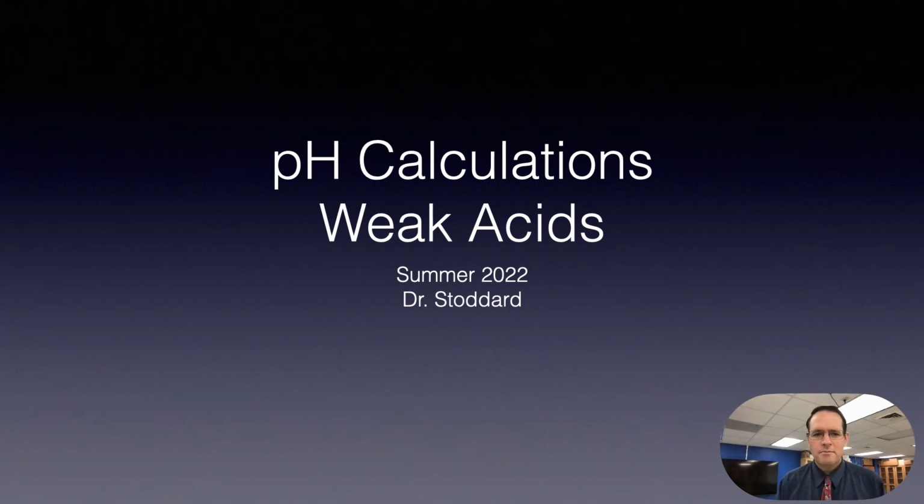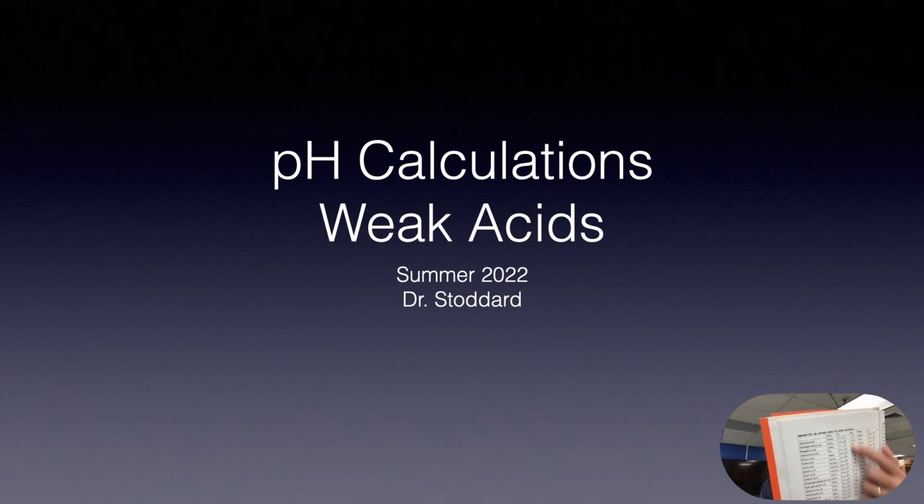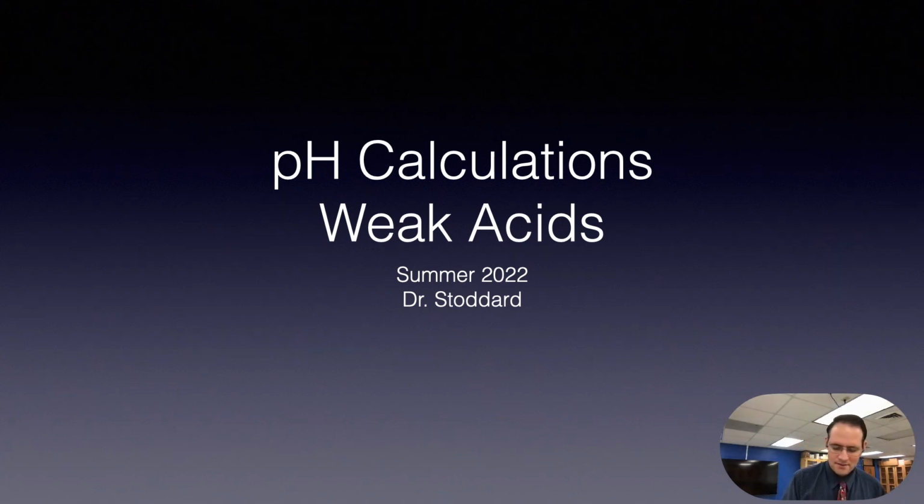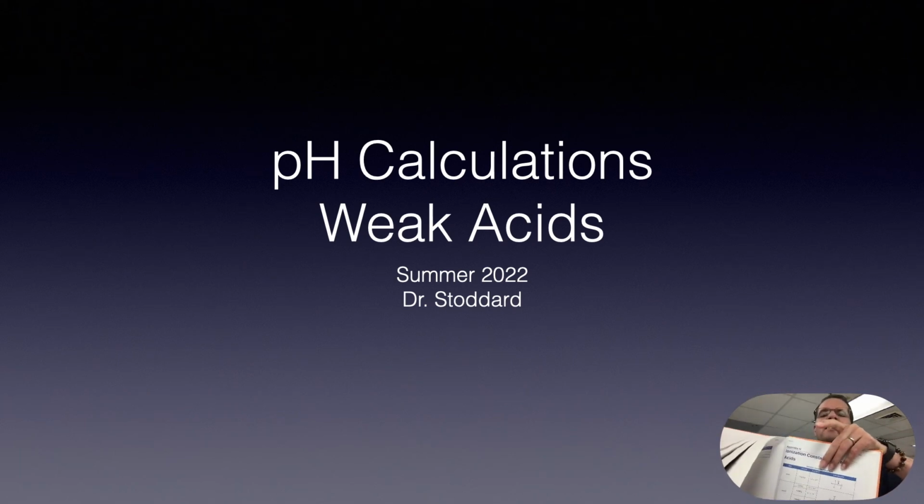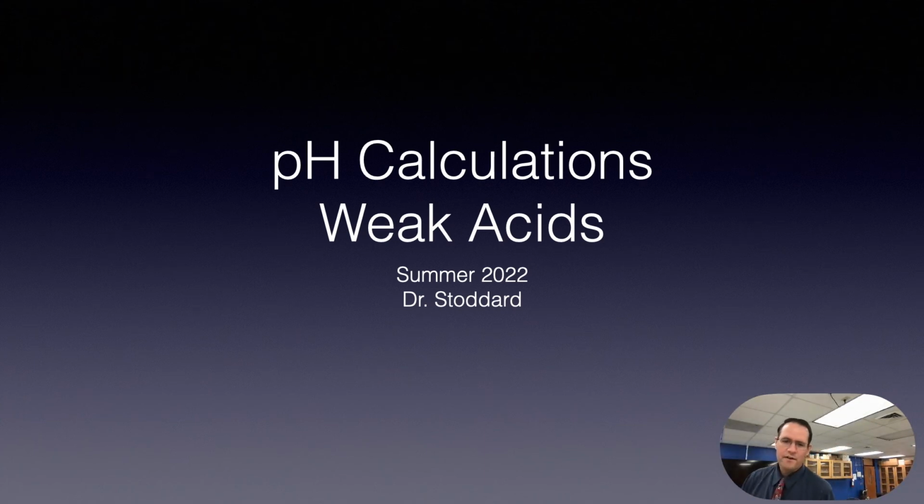Hello, welcome. Before we jump into this, you'll need to grab your calculator so you can follow along. You'll need to grab Appendix 3, which states the Ka values for the weak acids. Alternatively, if you grab the OpenStax textbook online, you'll find Appendix H, which gives you the ionization constants for weak acids there. All right?